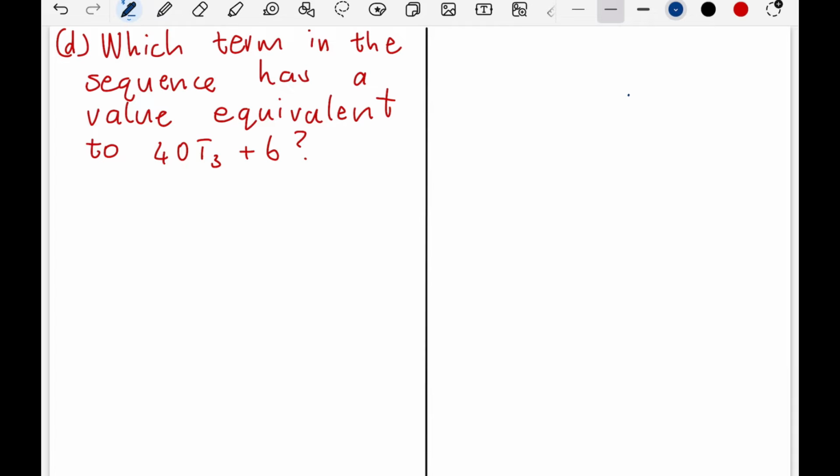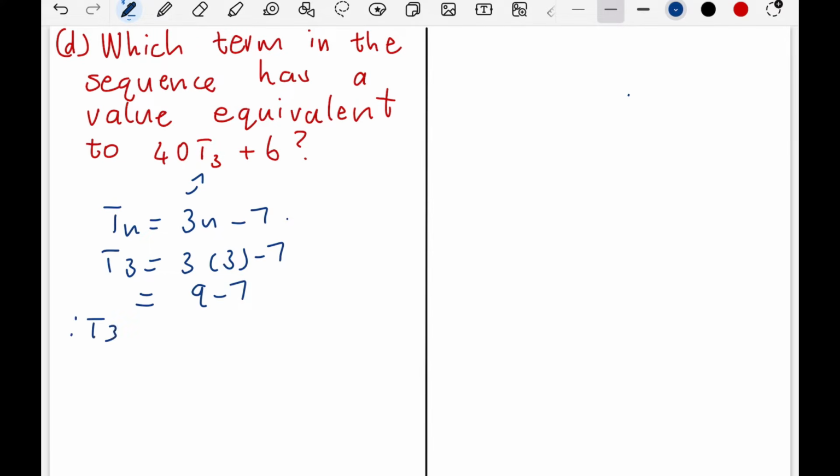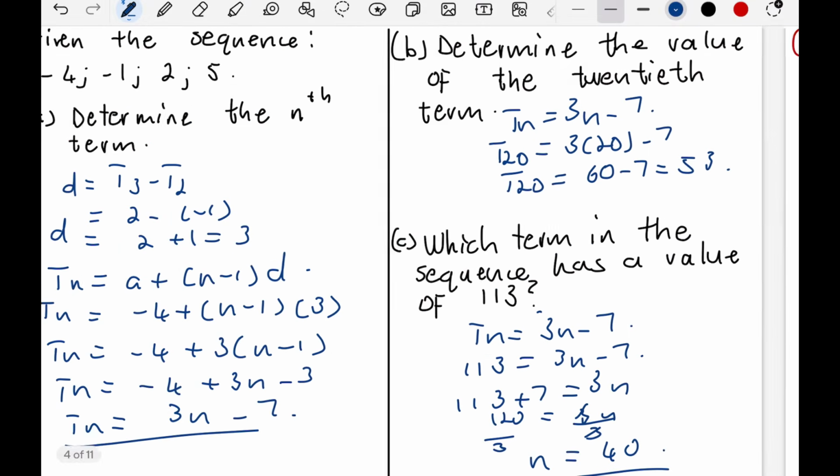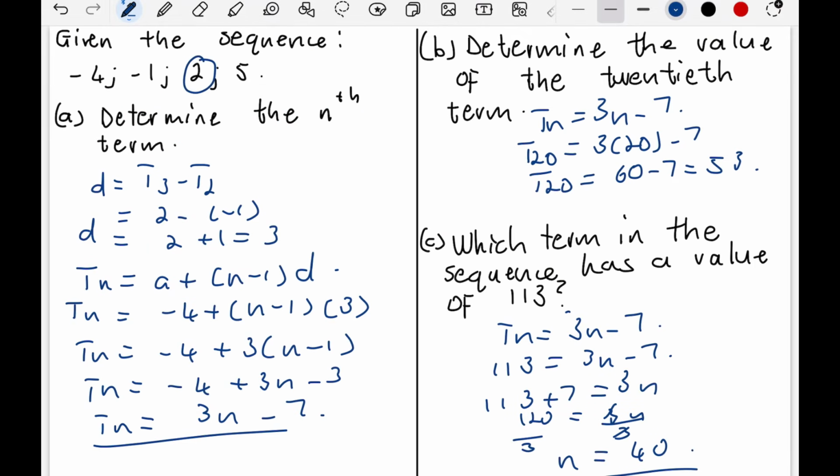The question says which term has a value of 40 T3 plus 6. How about we figure out what this is first? What is 40 T3 plus 6? Well, it has this portion T3. Let's find out what T3 is. Remember, Tn is 3n minus 7. And so T3 should be 3 times 3 minus 7, which is 9 minus 7. So therefore T3 is 2. You can see that visually here, that term number 3 has a value of 2.